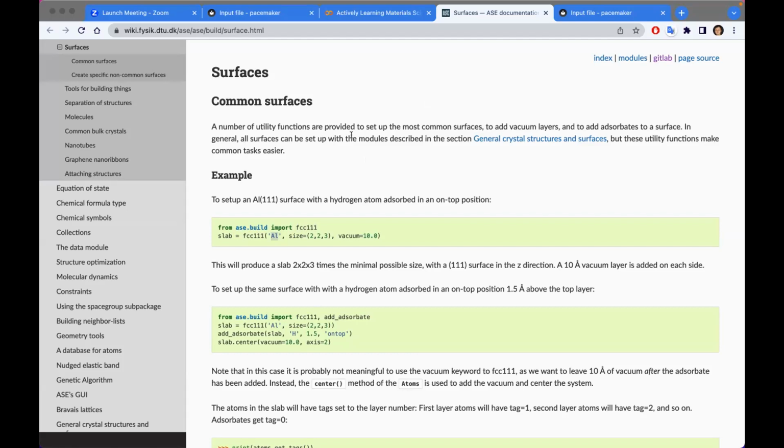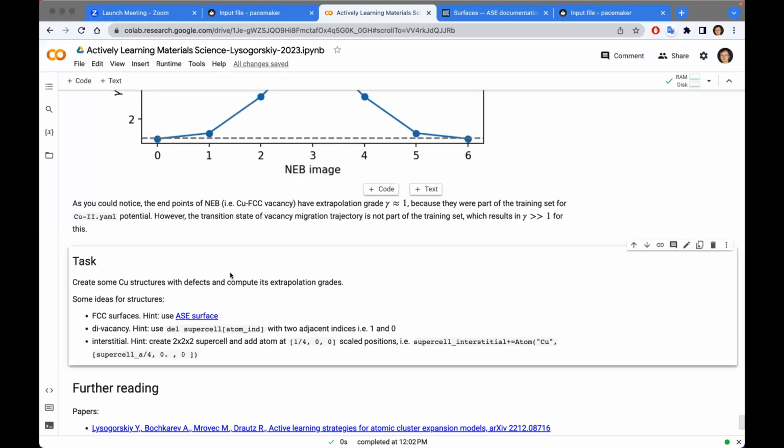Or what else? Create a divacancy, so just remove two adjacent atoms simultaneously and check if it's more or less than 1. Or for example, you can put interstitials. If you create a 2 by 2 by 2 supercell and add one atom at scaled position 1/4, you can do it with this code snippet. So just, driven by human intuition, try to find the structures that were or were not part of the training set, and whether the potential predicts reliably or not.